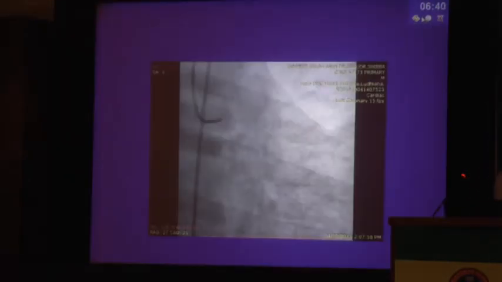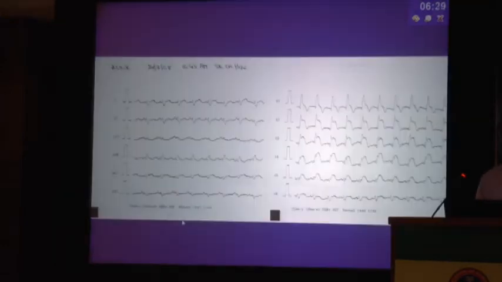And this is the electrocardiogram of this, sorry, the angio, sorry, it's not moving. Anyway, I think we can skip here. Okay. This is another ECG now.